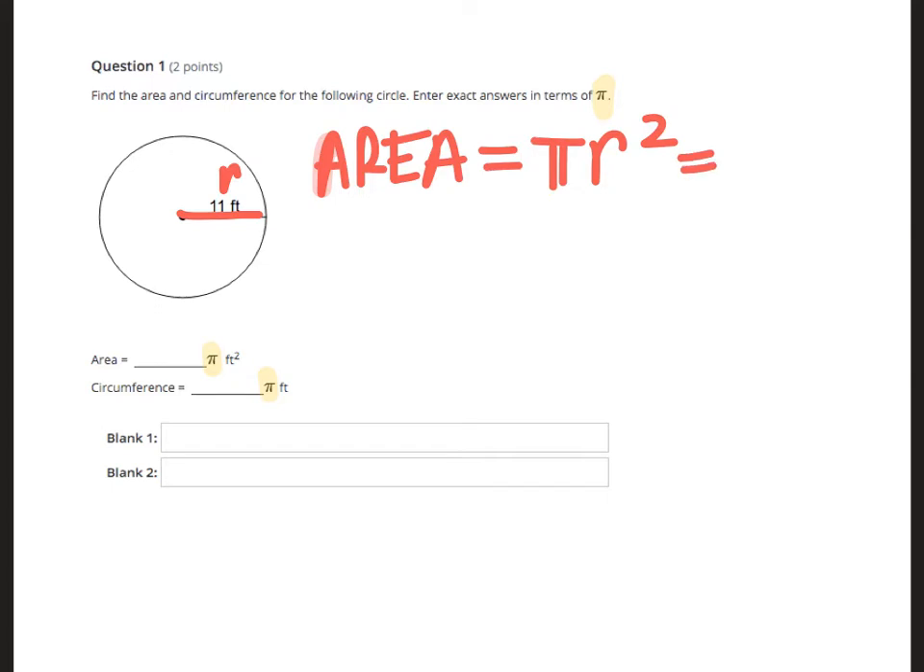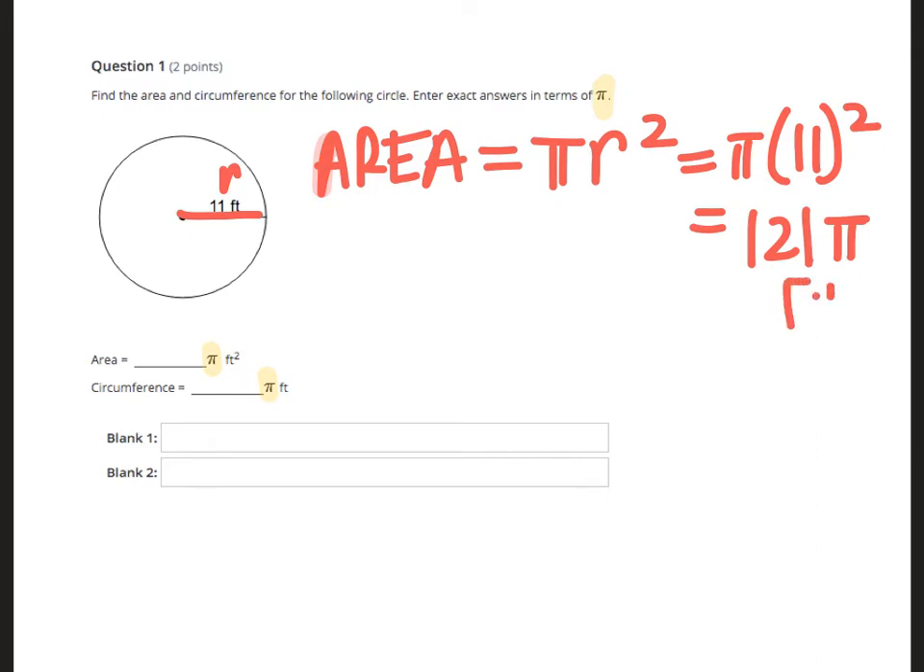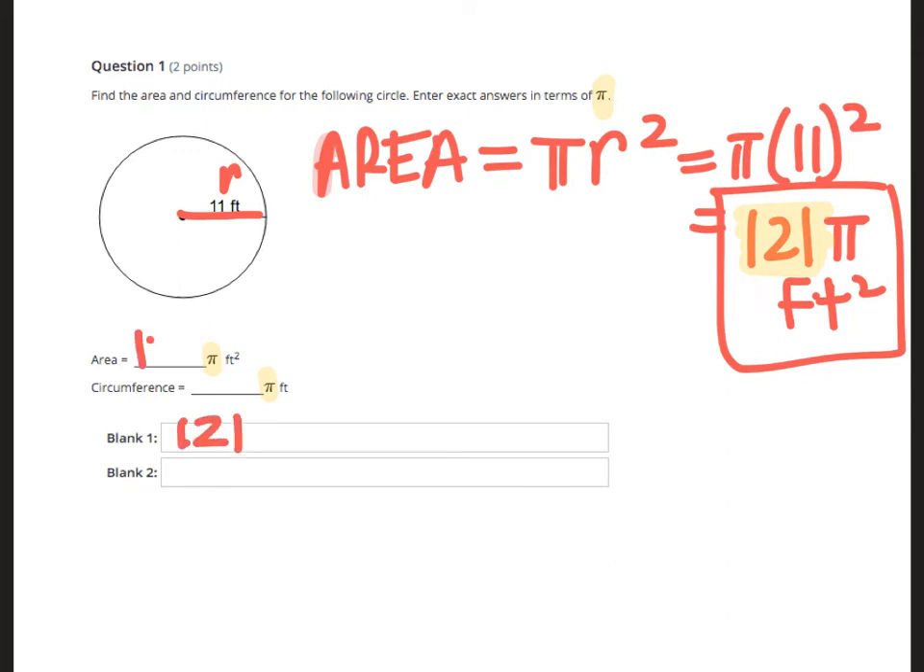So we're doing pi times 11 squared. Now if I square 11, I get 121 pi, and then we're going to go ahead and stop here. This is my final answer. My units were feet, so it's going to be feet squared because we're talking about area. So this is our answer, 121 pi feet squared. But again, remember, we only want to put that number in front of pi in as our answer. So if I went back to my little blank one, I would type in 121, and 121 would pop up here.